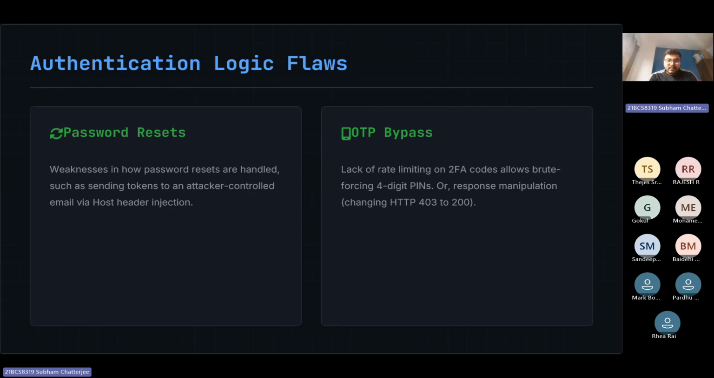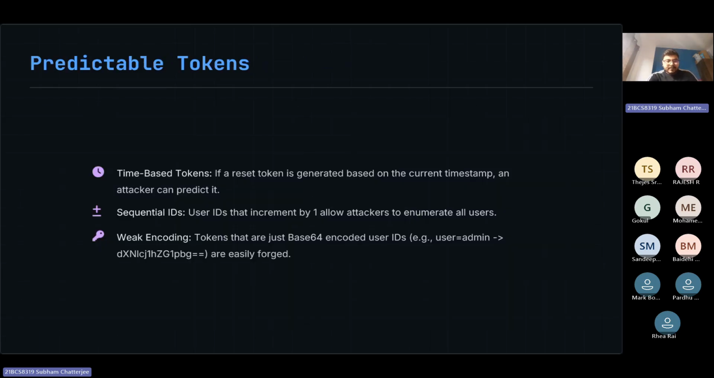And there might be cases where the endpoint will be 403 unauthorized. Instead, you do 200 and change the status to success. So that might be a scenario for OTP bypass. Now there is a tab in Burp Suite called Sequencer. I think you will get a lot of time to understand what Sequencer is.